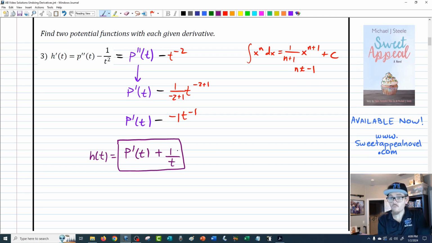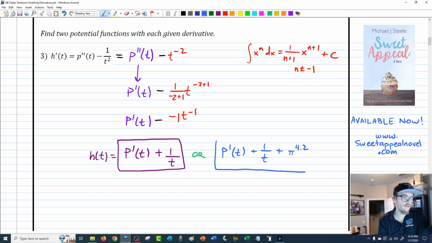So basically there is one h of t. Remember, we're supposed to have two though, so keep in mind there's one option. As far as the second option, I don't know. I'm just going to add a different constant. P prime of t plus 1 over t plus, and let's go with pi to the 4.2 power. There is another function with a constant.